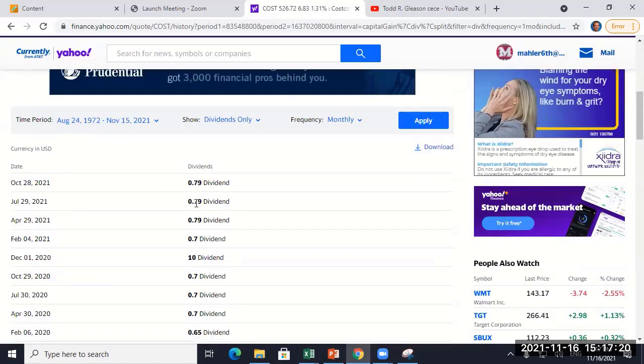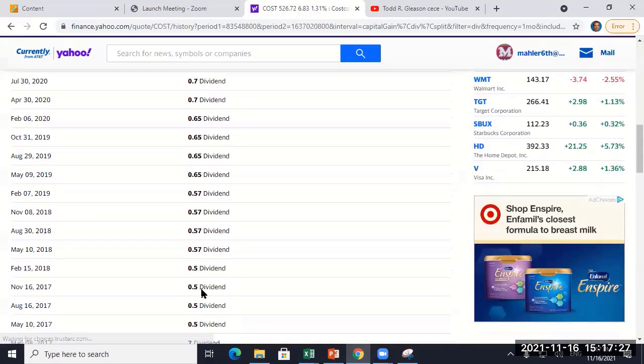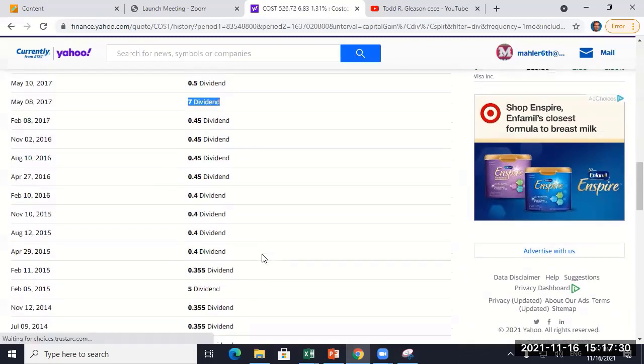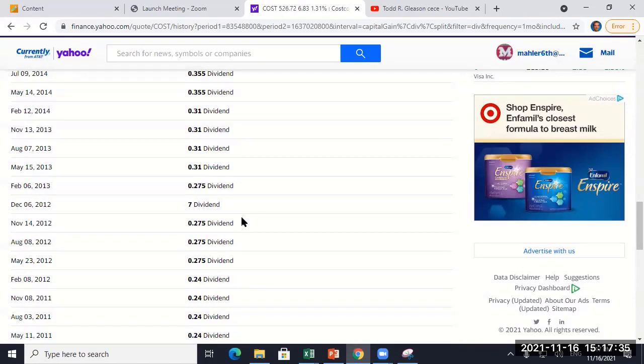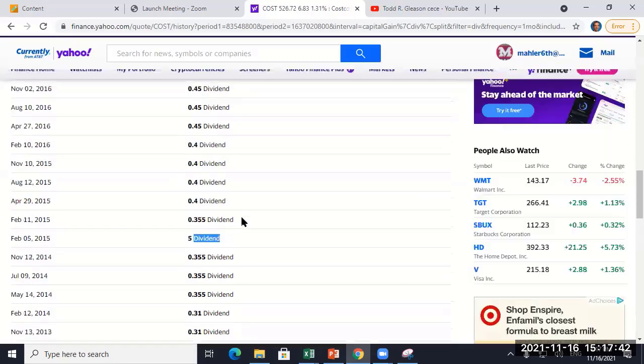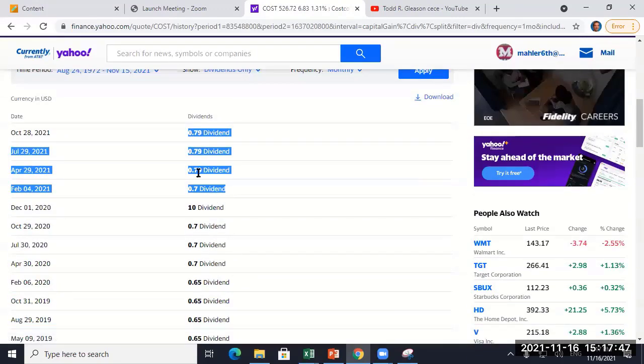So 79 cents, 79 cents, 79 cents, 70 cents, $10. 70, 70, 70, 65, 65, 57, 57, $7, $5. And it's not like every other year or every third year. Sometimes it's every third year, sometimes it's every 4 years. That's a tough one. The theory says what? Use the last year. But would that make sense if we were sitting right here? Would your valuation change a little bit? You can't ignore stuff like that.